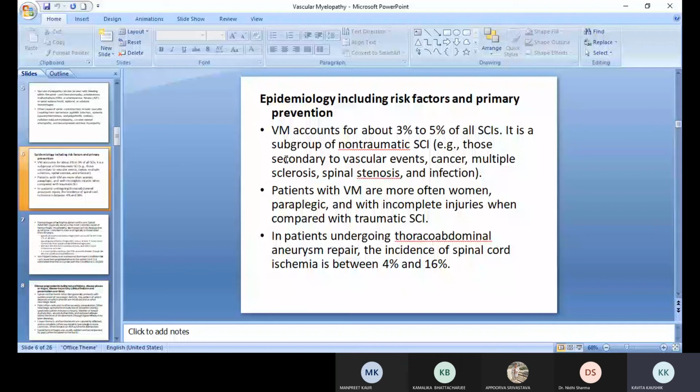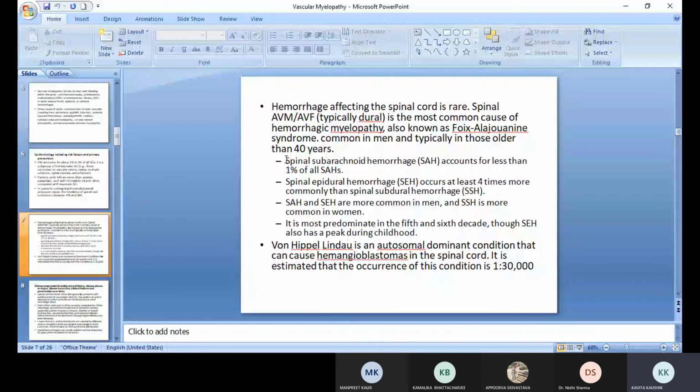Then hemorrhagic. Due to hemorrhage, the chances of vascular myelopathy are also present there. Spinal arteriovenous malformation or any arteriovenous fistula is the most common cause of hemorrhagic myelopathy, which is also known as Foix-Alajouanine syndrome. This most commonly occurs in men, typically older than 40 years. It is subclassified into spinal subarachnoid hemorrhage, which is less than 1% of all subarachnoid hemorrhage.